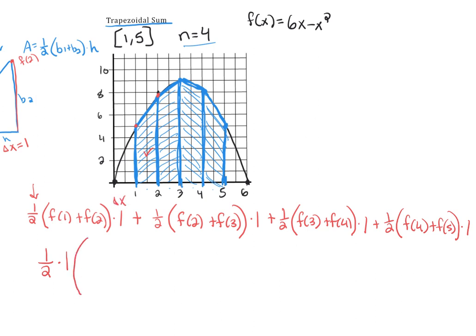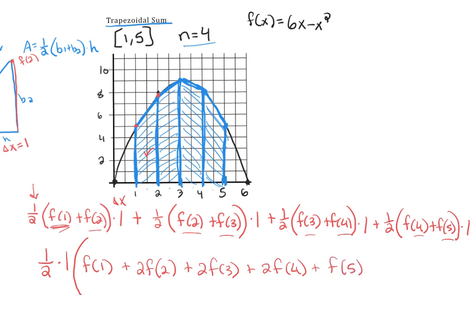And then what are you left with? Well, notice how you have the 1 f of 1, but you have 2 f of 2's. And then you also have 2 f of 3, and 2 f of 4, and only 1 f of 5.